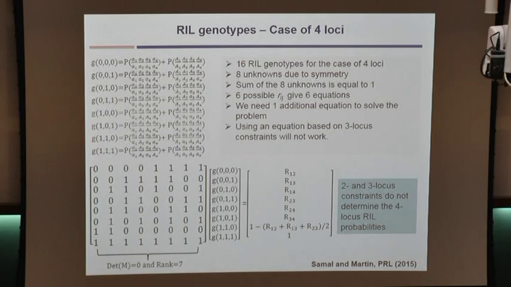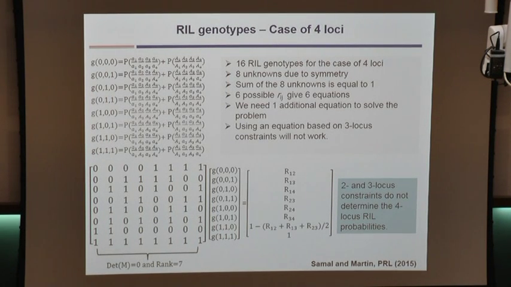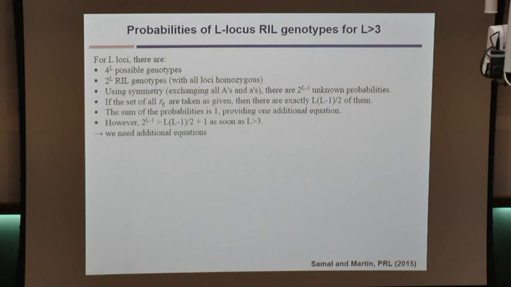But before going to that, let me try to generalize this problem a bit more. In general, one can ask, what is the probability of RILs with L different loci? L could be 2, 3, 4 and higher. So with L loci, you have basically 4 to the power L possible genotypes. The number of RIL genotypes is 2 to the power L, which are fixed at each locus. Basically, we want to compute the probabilities of these 2 to the power L genotypes. But as I mentioned, due to symmetry, these genotype probabilities come in pairs. So actually, the unknowns become 2 to the power L minus 1.